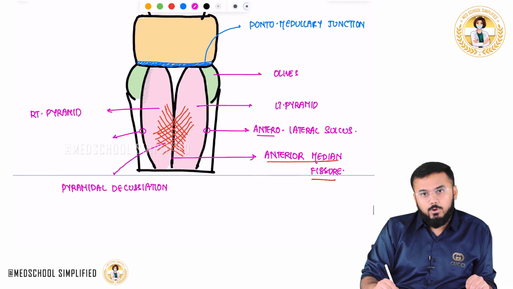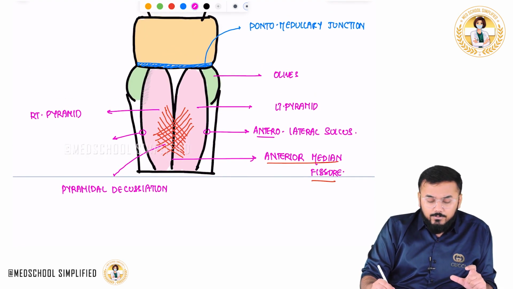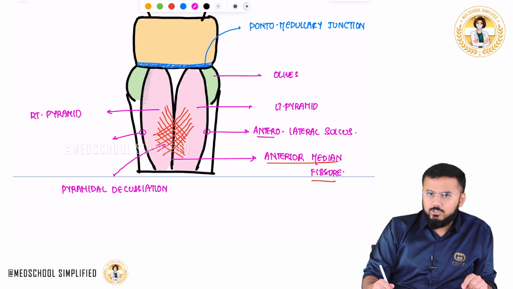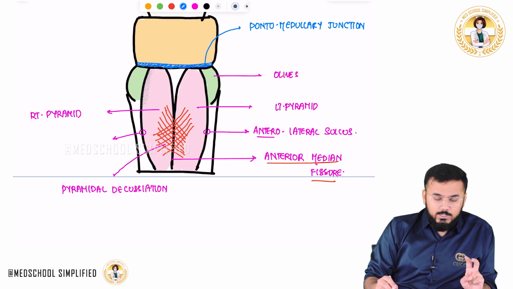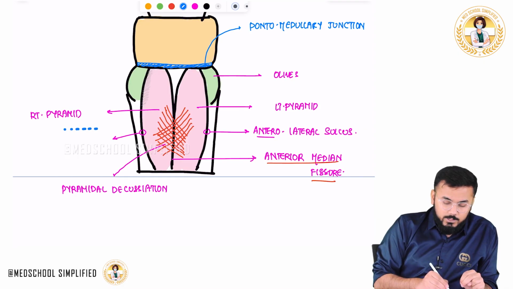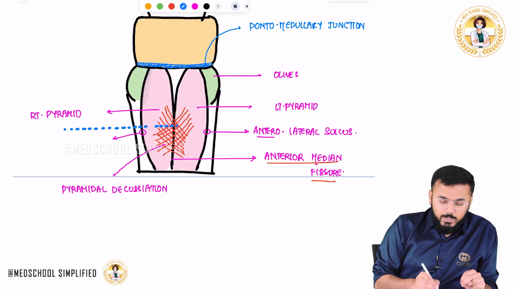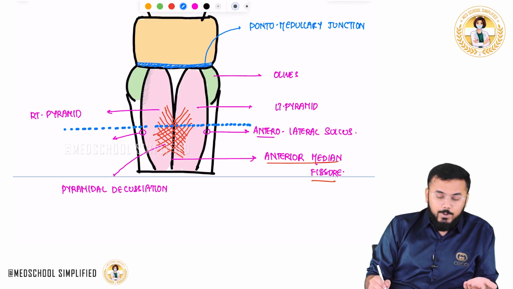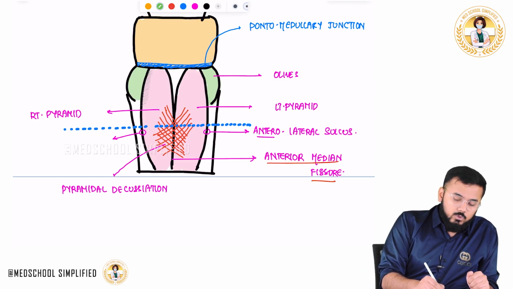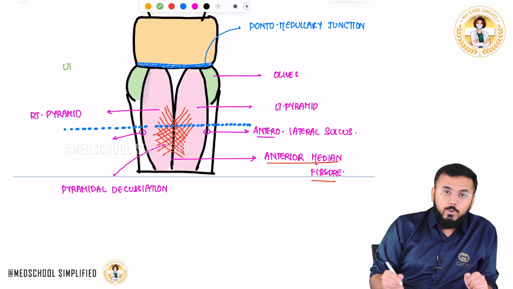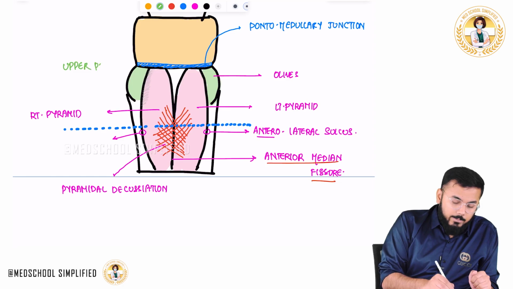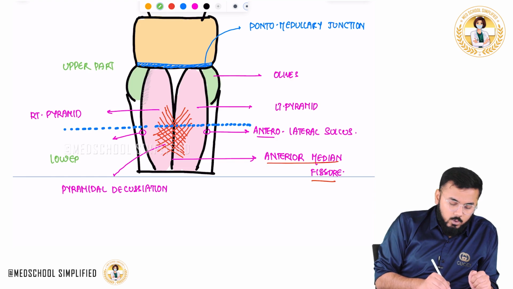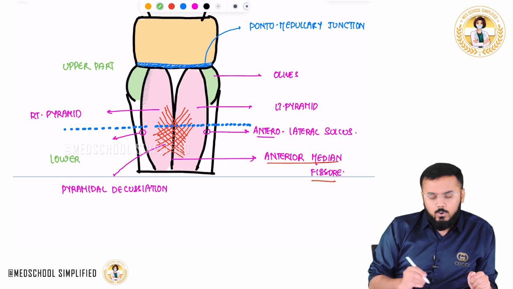Second important thing: is the medulla oblongata completely a single structure? No. Medulla oblongata is divided into two important structures. What are these two important structures? See, for example, if I am drawing a dotted line like this, this dotted line will divide the medulla oblongata into two parts, the upper part and the lower part. This is called as the upper part of the medulla oblongata and this one is called as the lower part of the medulla oblongata.